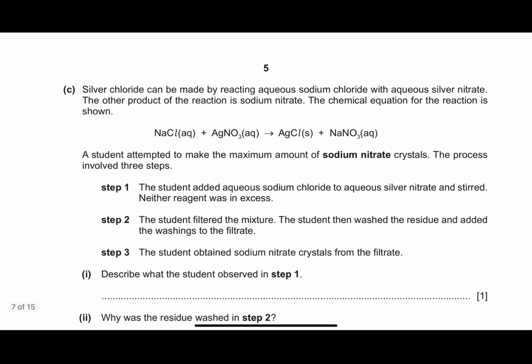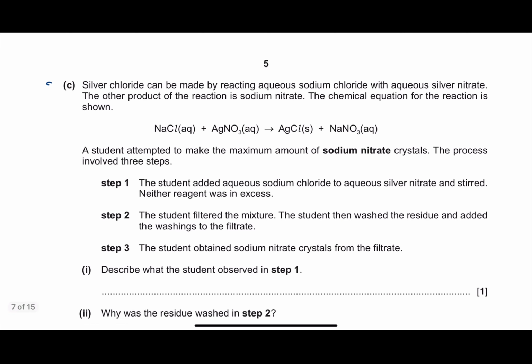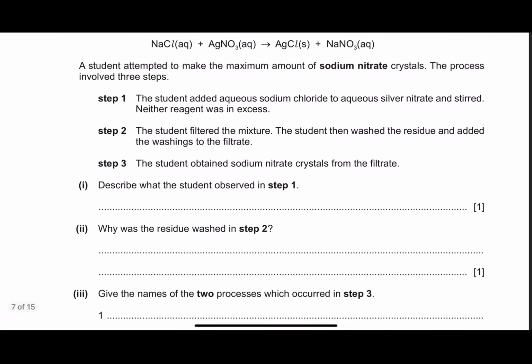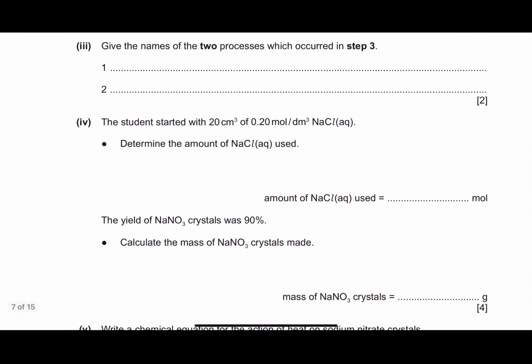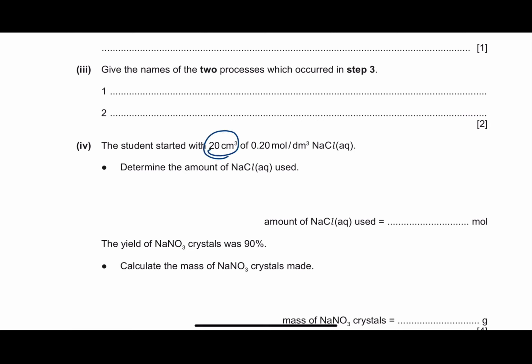This is the question from February-March 2018, question 2. C is not related, so I'll be skipping to the fourth question. It says that the student started with 20 centimeter cube of 2 mole dm cube NaCl. Determine the amount of NaCl used, meaning they want us to find the mole.